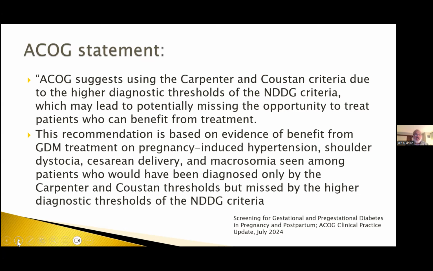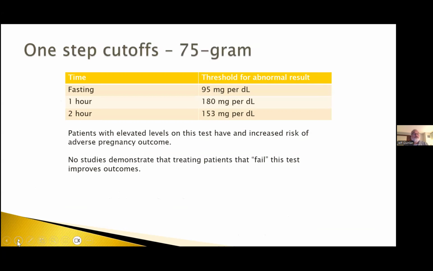Some of the things that we see if we pick up and treat gestational diabetes is there's going to be decreased risk of pregnancy-induced hypertension, shoulder dystocia, cesarean delivery, and macrosomia. And so I think that kind of speaks for itself.